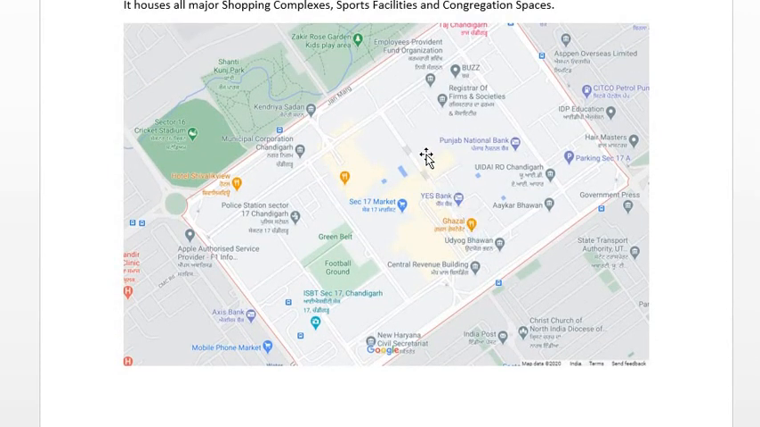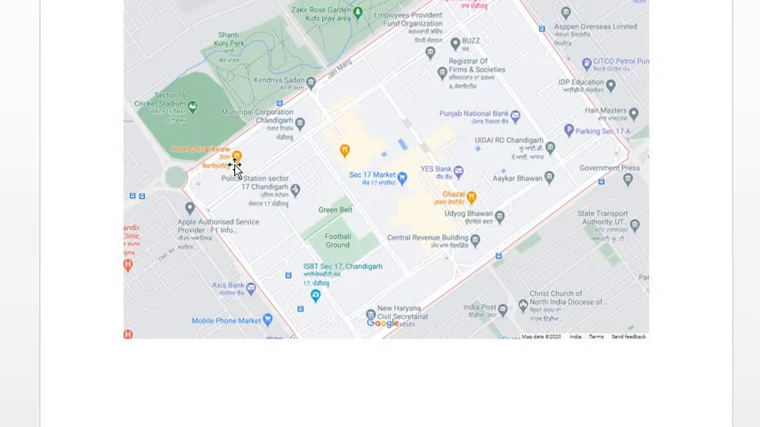And one interesting fact about these sectors is that they have the length of around 1200 meters and breadth of around 800 meters. So they have been planned in such a way that any person can travel from one end to another end of the sector just by walking. We don't need any transport facility to walk from one end of the sector to the other end of the sector.